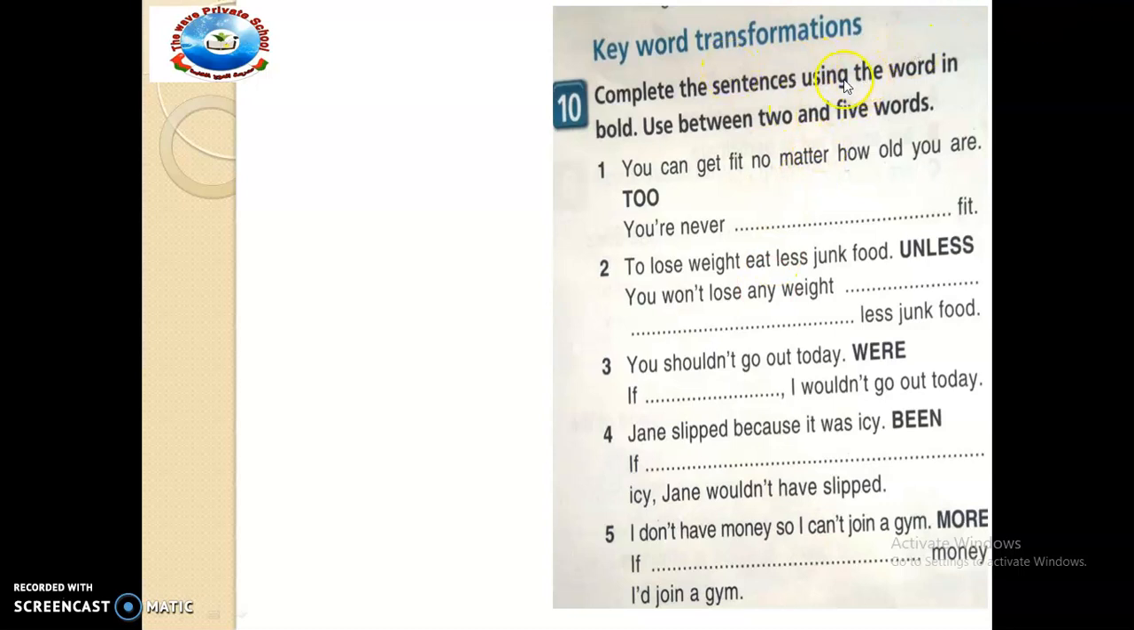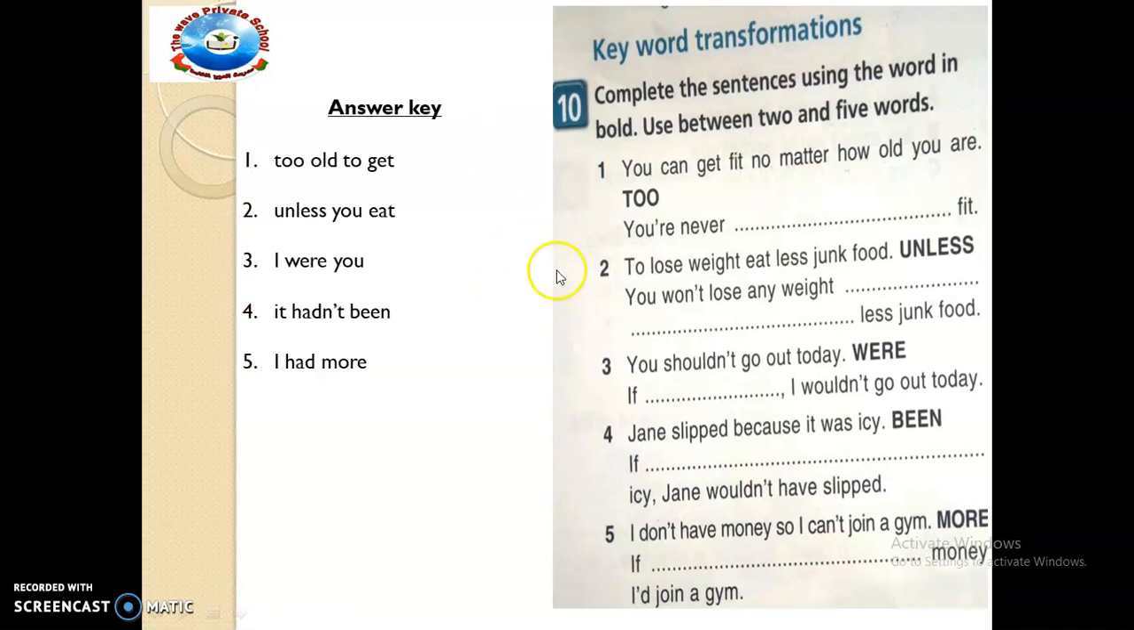Complete the sentences using the words in bold. Use between 2 and 5 words. So we use between 2, 3, 4, 5. Can we use 6? No. We should use between 2 and 5 words. That means we can use 1, we can use 2, 3, 4, 5, but we can't use 6. Okay? Let's see. You can cross-check your answer with mine.